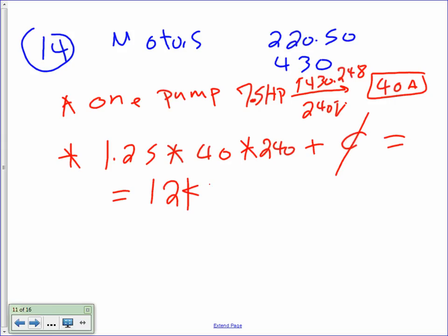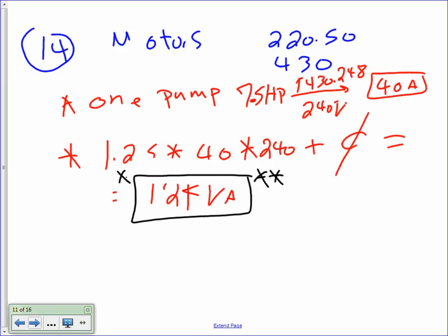So that will get you a healthy 12 kVA. Oops. Not this, Chad. I need the same color. 12 kVA. So that's the demand for this step. The demand for this step is 12 kVA.